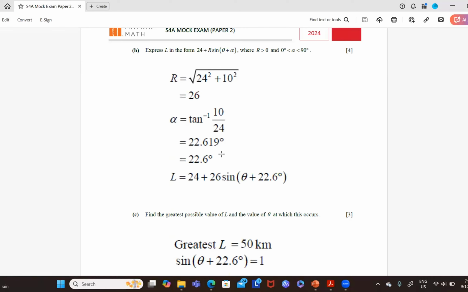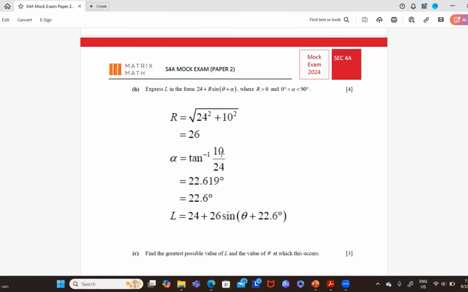Okay, so for part B, express L in the form of the R formula. So what you want to do is just do the simple Pythagoras theorem of 24 squared plus 10 squared, you get 26. Then using the tangent, alpha equals tangent inverse of 10 over 24, you get 22.6 roughly. So your R formula will be 24 plus 26 sine bracket theta plus 22.6.